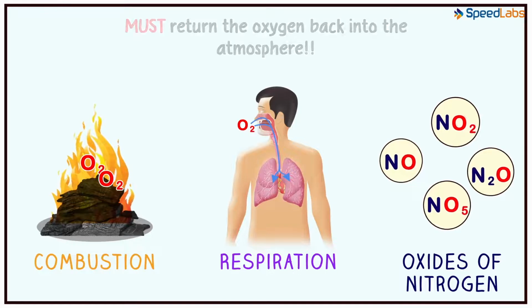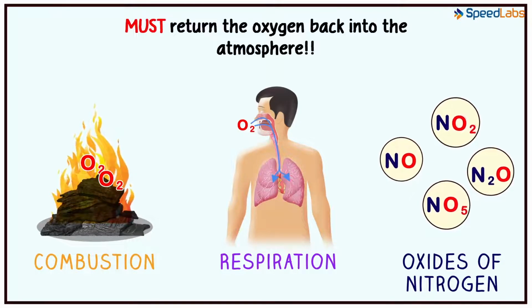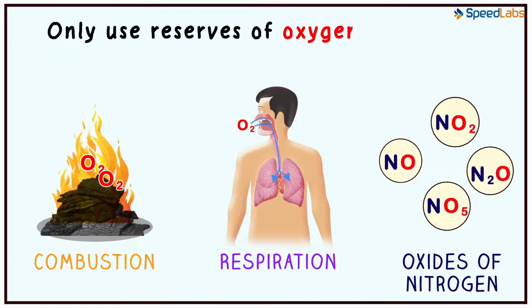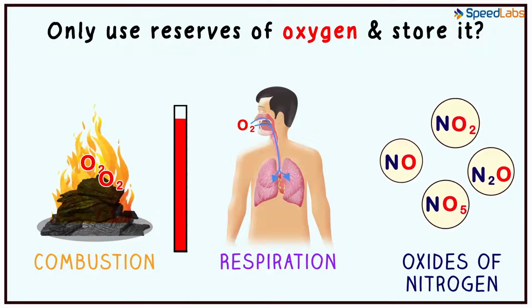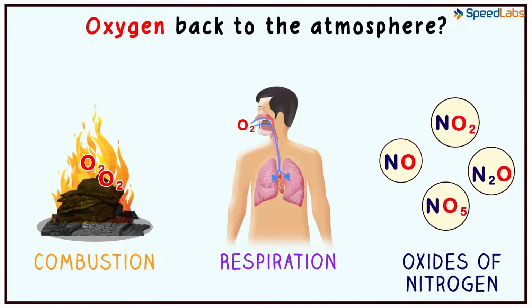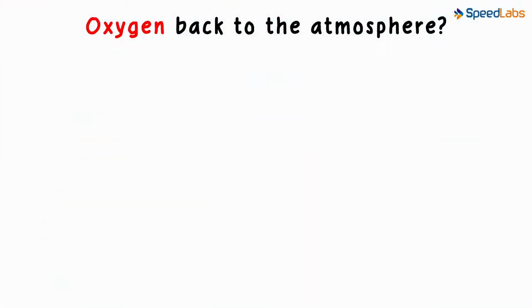But do you know that we must return this oxygen back into the atmosphere? What would happen if we only use the reserves of oxygen and store it? The levels of oxygen in the atmosphere will suffer and a serious imbalance would be created. How can we return oxygen back to the atmosphere then? The only process that helps us return the oxygen is the process of photosynthesis.